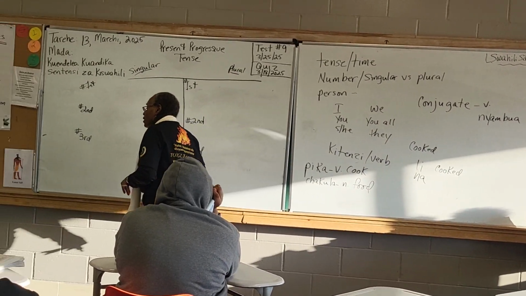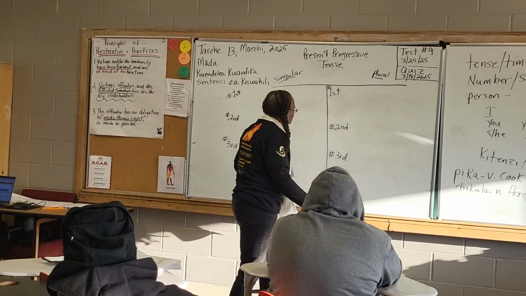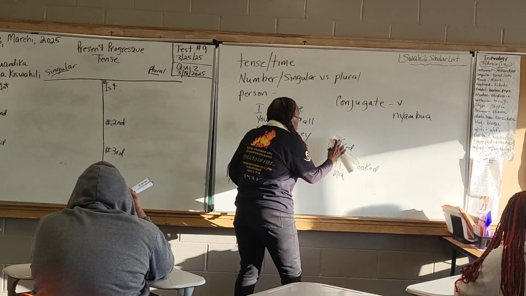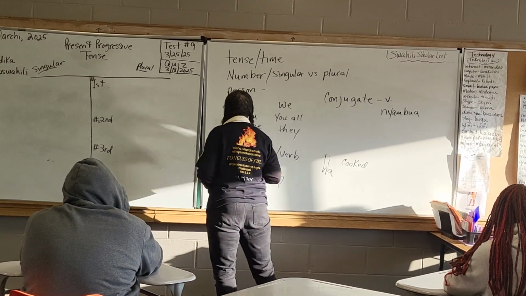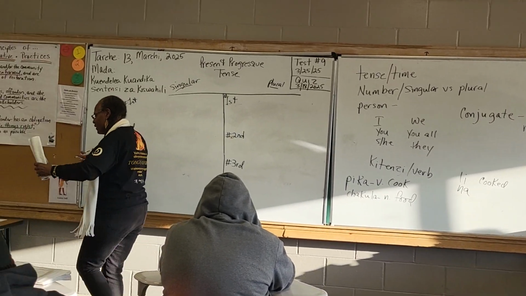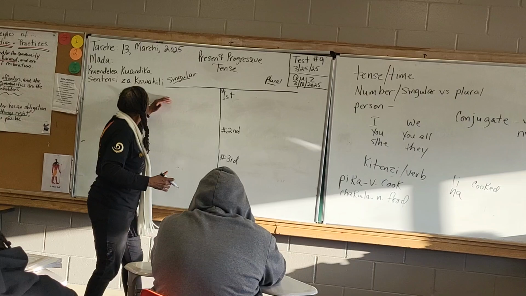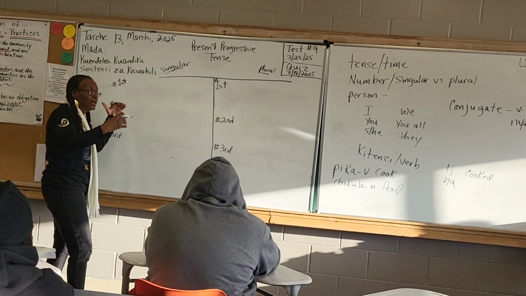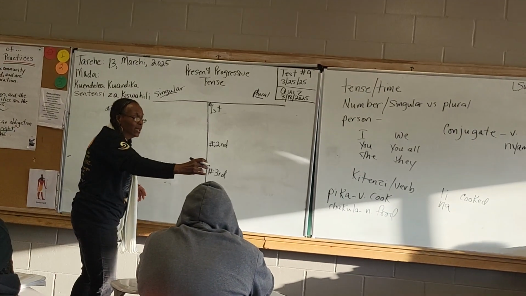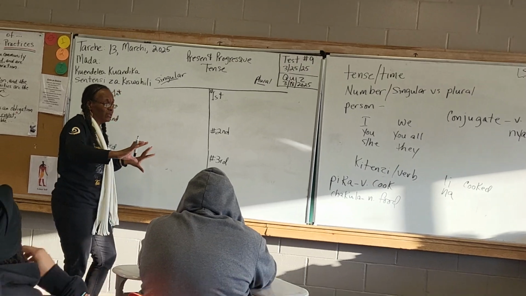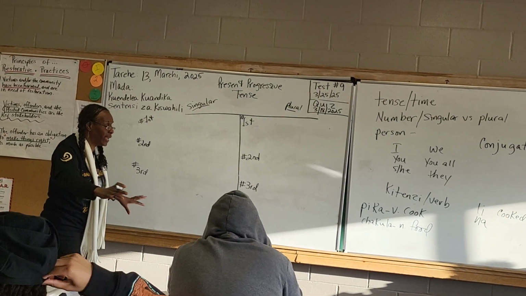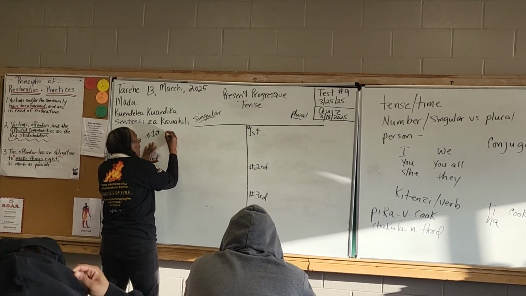The special marker for the English, can anybody tell me, when you're doing the present progressive tense, what does that sentence look like? What does it look like? What does it sound like? Let's do the first one. I what? Say it again. Start from the beginning. I am cooking. Okay, here you go.